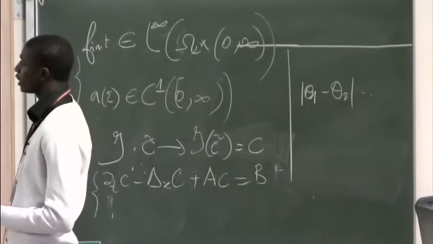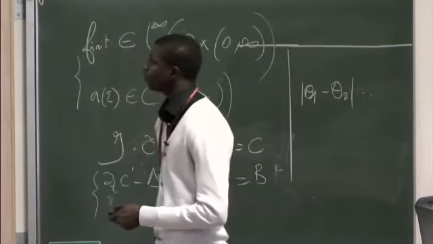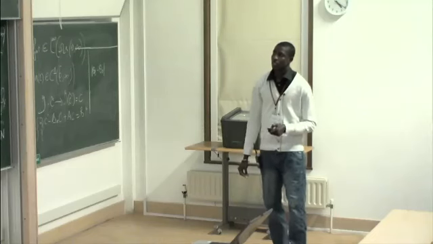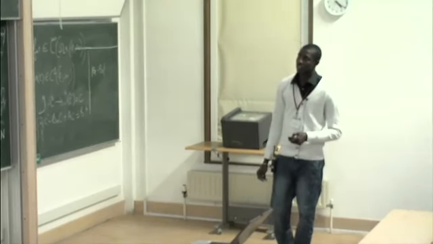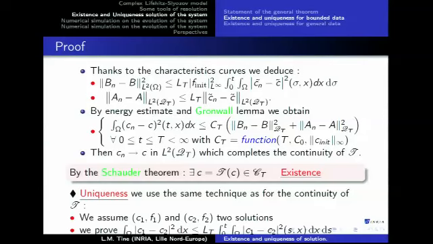By energy estimate and Gronwall lemma, we obtain an L2 estimate on Cn minus C as follows. Then we can pass to the limit and show that Cn converges towards C in L2, which completes the proof of the continuity. And by Schauder theorem, we have existence of solution.